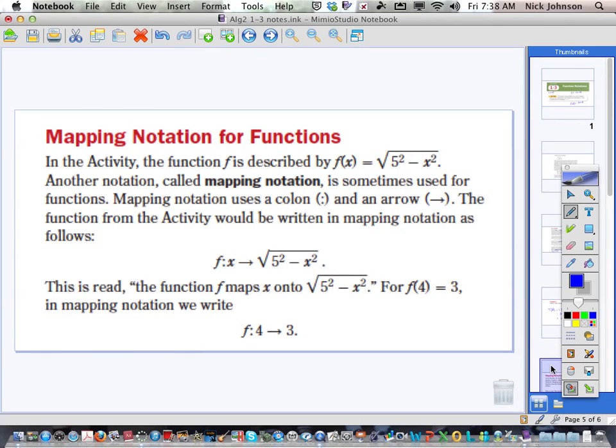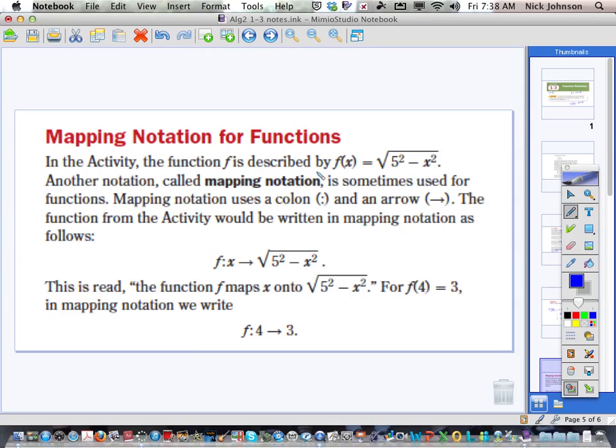Mapping notation for functions. Yes, you need to understand what mapping notation looks like. Is it used all the time? Not always, okay? But your book is going to use it on your test or quiz, so you need to get familiar with this mapping notation.